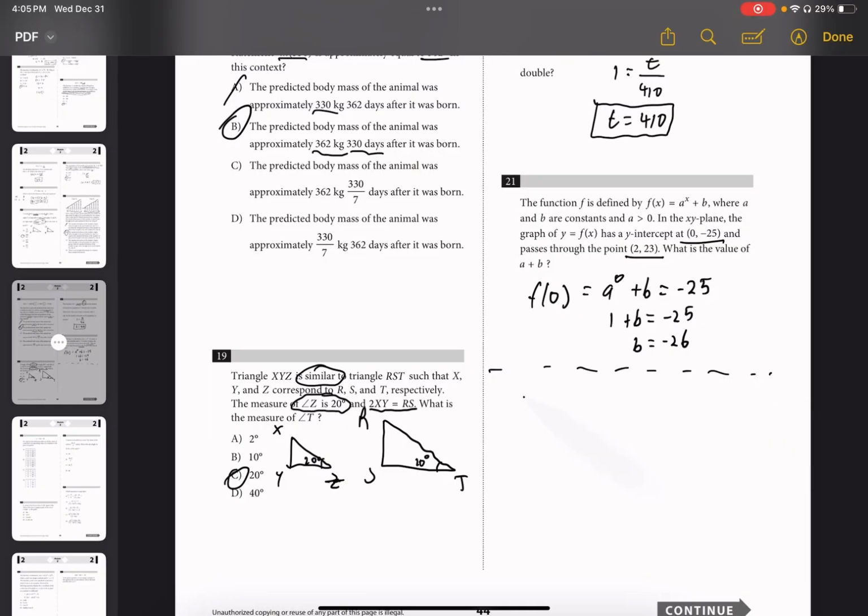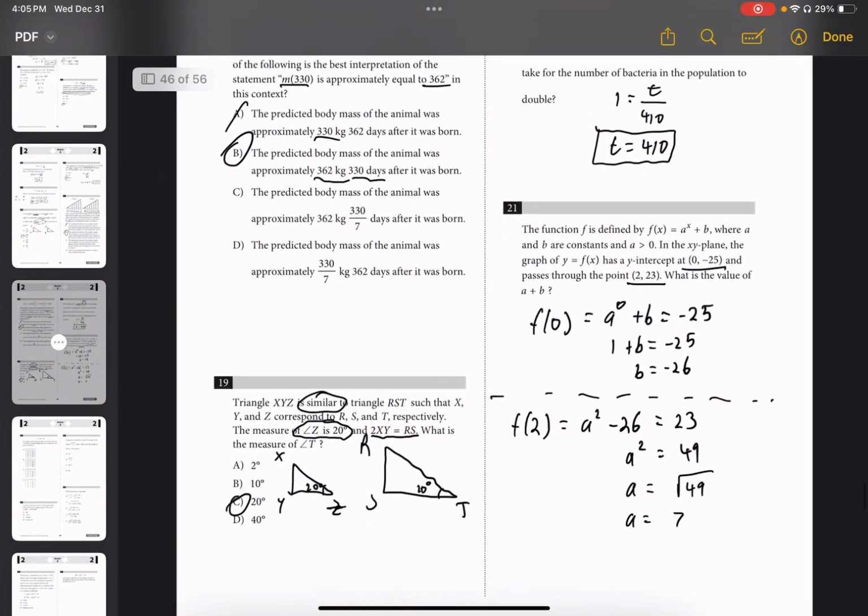So since we have b already, we can plug in the next point, 2 and 23. So we get f of 2 is equal to a to the 2 plus b, which is negative 26, and that's going to be equal to 23. So now we add 26 to both sides, and we get a to the power of 2 is equal to 49. And now we have a is equal to the square root of 49. And this is going to give us a is equal to 7.